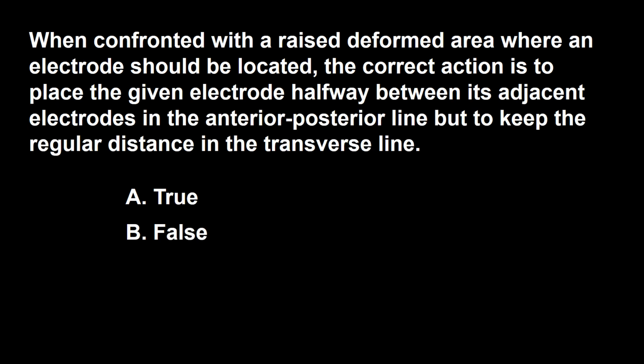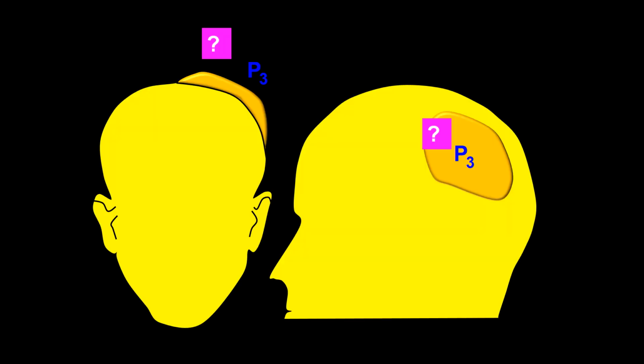The next question is, when confronted with a raised deformed area where an electrode should be located, the correct action is to place the given electrode halfway between its adjacent electrodes in the anterior-posterior line, but to keep the regular distance in the transverse line. A true, B false. When confronted with a patient that has a swelling in the scalp area as depicted in this frame, a decision must be made as to where to place P3.